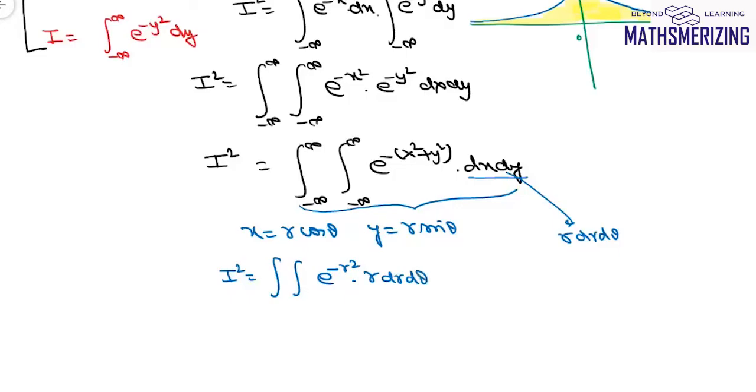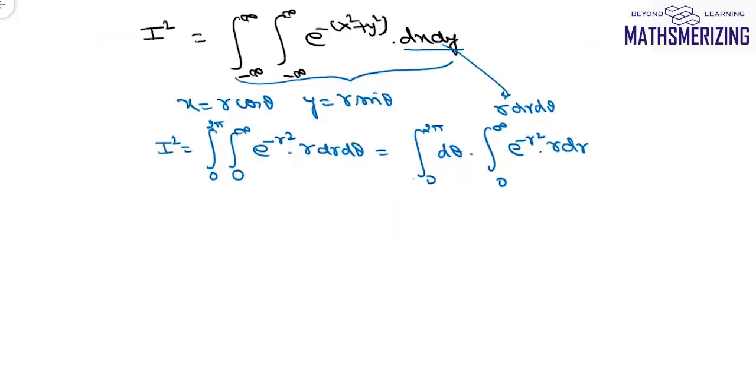Now we need to put in the limits. In order to cover the entire real plane, the value of r should vary from 0 to infinity and the value of theta should vary from 0 to 2 pi. Now I can split these into two integrals: the integral from 0 to 2 pi of d theta, and the integral from 0 to infinity of e to the power minus r squared into r dr. The first integral is very simple. It is simply theta, with the limits from 0 to 2 pi.